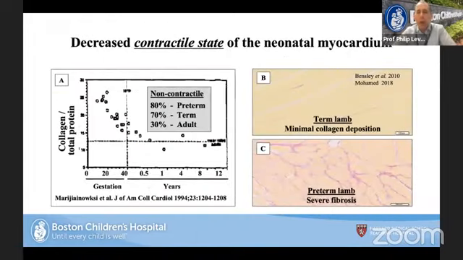In the neonatal myocardium, we have learned over time from animal studies that preterm infants have higher collagen to protein ratios on the y-axis in figure A. Term lambs have minimal collagen deposition compared to the preterm lambs that can have severe fibrosis, compared between figure B and figure C. What that tells us overall is that the neonatal myocardium, specifically the preterm myocardium, has a decreased contractile state. It's prone to diastolic dysfunction.